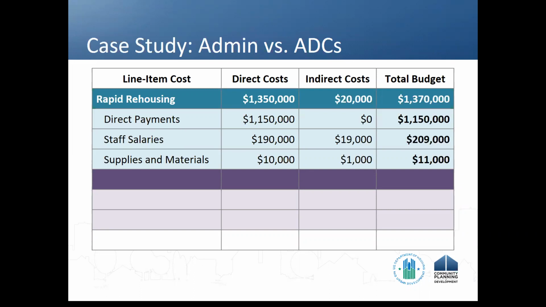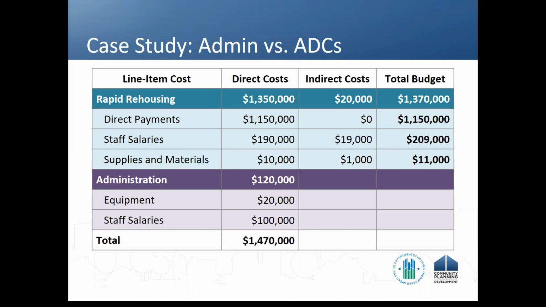Using the proper application of MTDCs, the 10% de minimis rate can only be applied to staff salaries and supplies and materials, resulting in a total budget of $1.37 million for the rapid rehousing program. As you can see, the grantee in this scenario, and this is true for subrecipients, is able to recoup $20,000 for indirect costs without those costs hitting the administrative budget cap, because the 10% was applied to the activity delivery costs, then the indirect costs are also activity delivery costs.